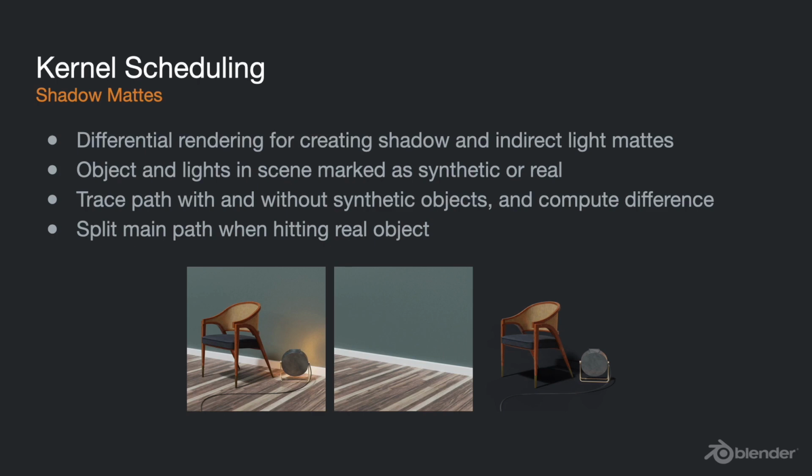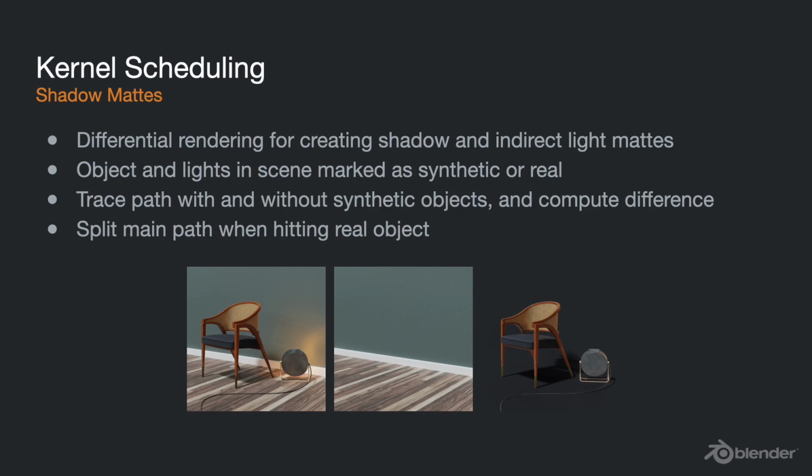And for this, the user marks every object in the scene to be either a synthetic or a real object. If it's a synthetic object, we'll just render it as usual. If it's a real object, we want to have just the shadows and the indirect light that the synthetic objects add. And the basic algorithm is to trace two paths, one in a scene without the synthetic objects and one in a scene with them.